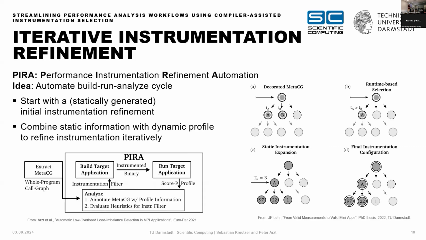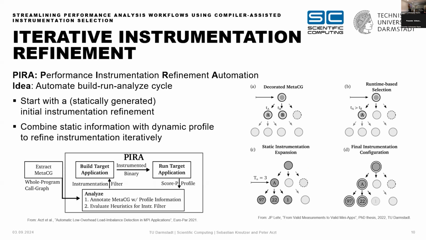Yes, so now Peter will take over, talking a bit about the refinement approach. Yeah, so thanks a lot. So I'm going to talk about PIRA, which is short for Performance Instrumentation Refinement Automation. And the whole idea is just about what Sebastian started with: the build, run, analyze cycle that is usually used by performance analysts. The basic idea of PIRA is to combine static and dynamic information in an automated fashion to automate this build, run, analyze cycle.